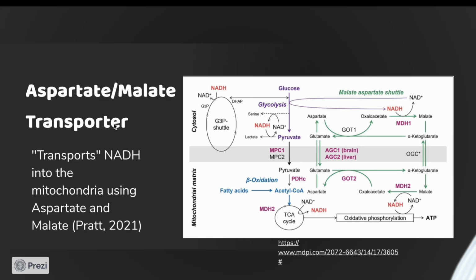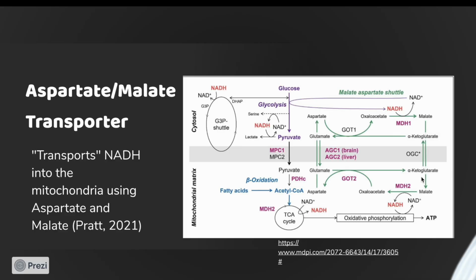So the purpose of this transporter is to transport NADH into the mitochondria by using aspartate and malate and the reactions that take one from the other. So just to orient you a little bit, here's the cytosol, here's the mitochondrial matrix, and here's what we're looking at, aspartate. So aspartate can be turned into oxaloacetate, which can then be turned into malate, and in that process, the malate gets reduced, which oxidizes this NADH back into NAD+.